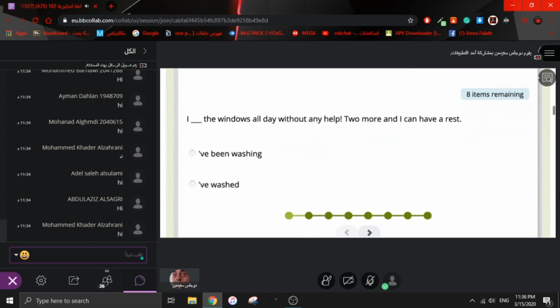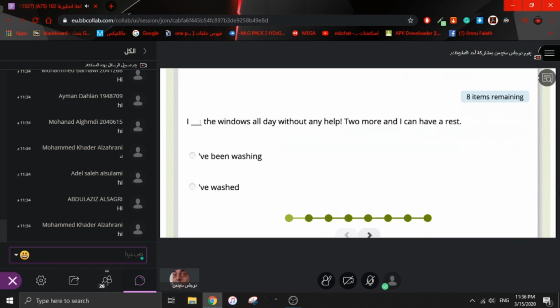There we go. So the sentence is, I gap the windows all day without any help. 2 more and I can have a rest. We've got this all day. Does that stress the duration or having finished something? 2 more and I can rest. Is it finished? So is it A or B? What do you think?